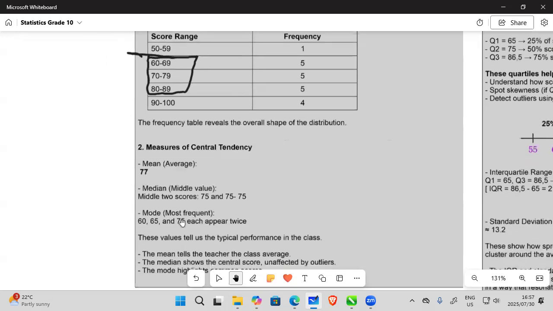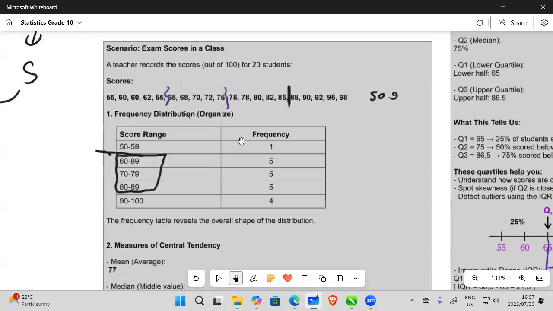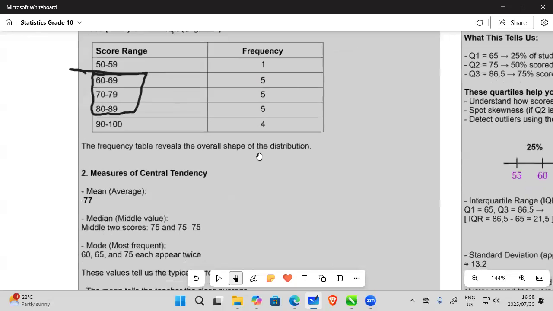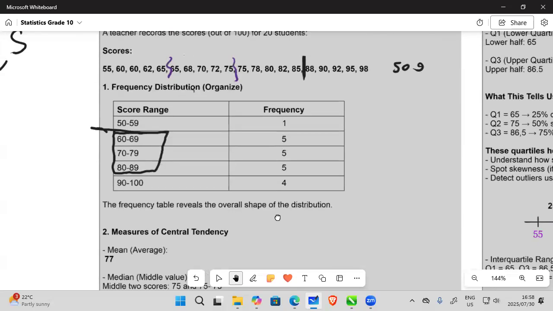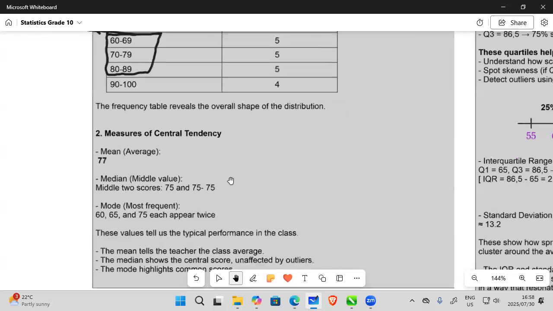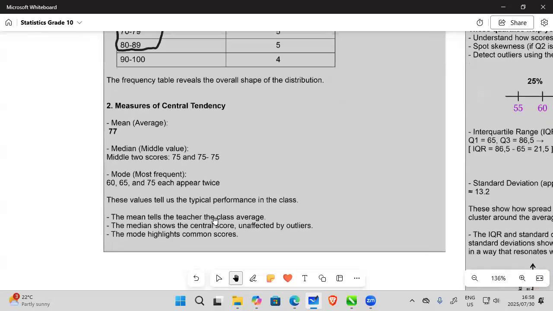Don't worry. The mode: what are the most frequently occurring marks? 60, 65, and 75. If you come here, can you see 60 is twice, 75 is twice, and what is the other one? 65 as well. Yeah, 65. So 60, 65, and 75. So we can see that many students scored that same mark. That's literally all you're going to do.